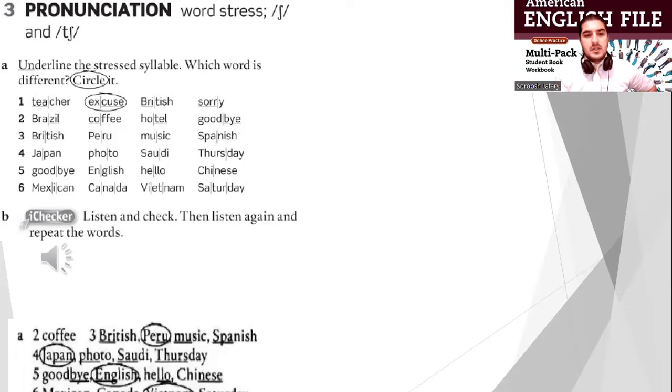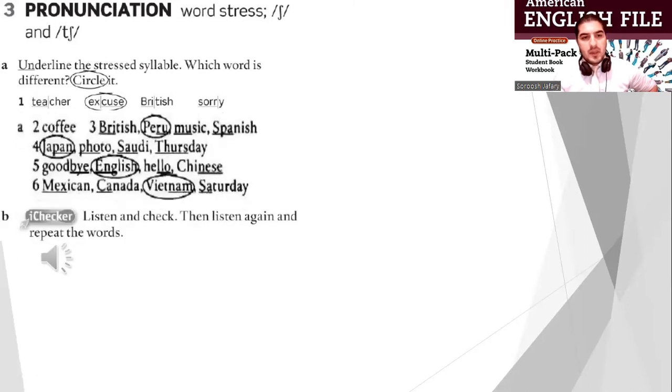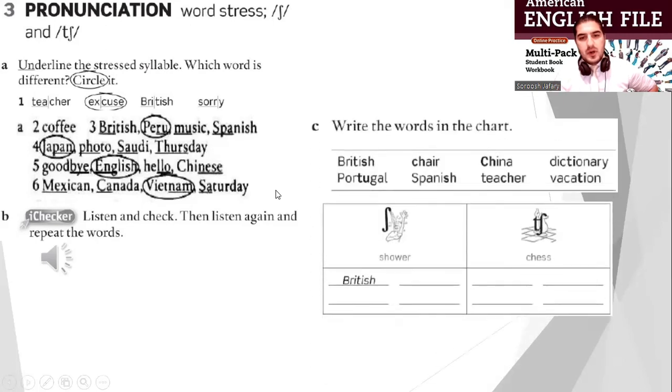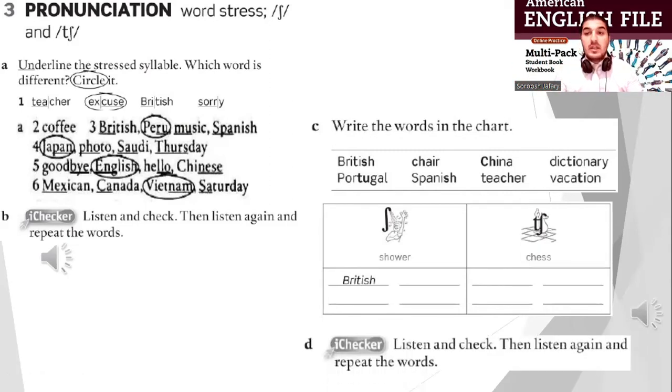Okay, well done. So these are the answers. Peru, Japan, English, and Vietnam. Now in the next part, write the words in the chart. She and che. Shower, chess. British, she, che. Okay, do it together with your partner. Do it together. Good. Now check.